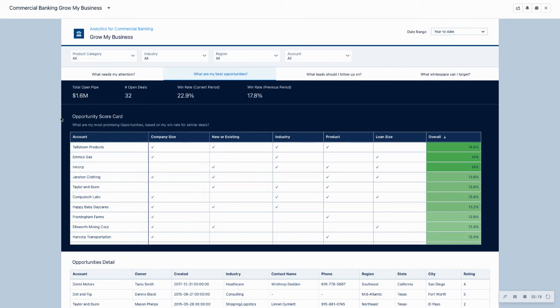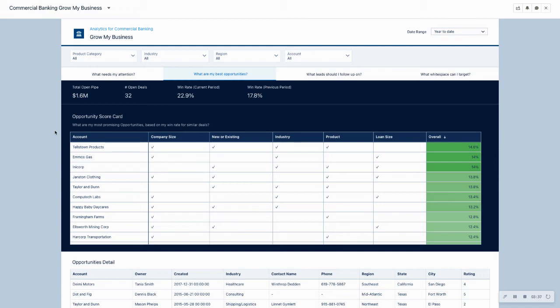Where are my best opportunities? This is going to give me an understanding of and calculate what my win rate is for the current period and what my win rate is for the previous period. So this is giving me my opportunity scorecard. Really powerful here as well.